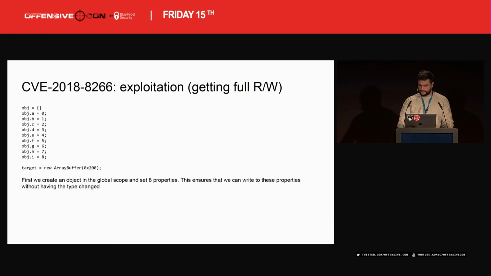So now I'll walk through the exploit. The code will actually be released, so try to follow along, but everything will be released right after the talk if you want to check it out. The first thing I do right before I call my trigger is I declare this global object, obj. I just set 9 properties to it, and I declare a global array buffer. So nothing crazy.